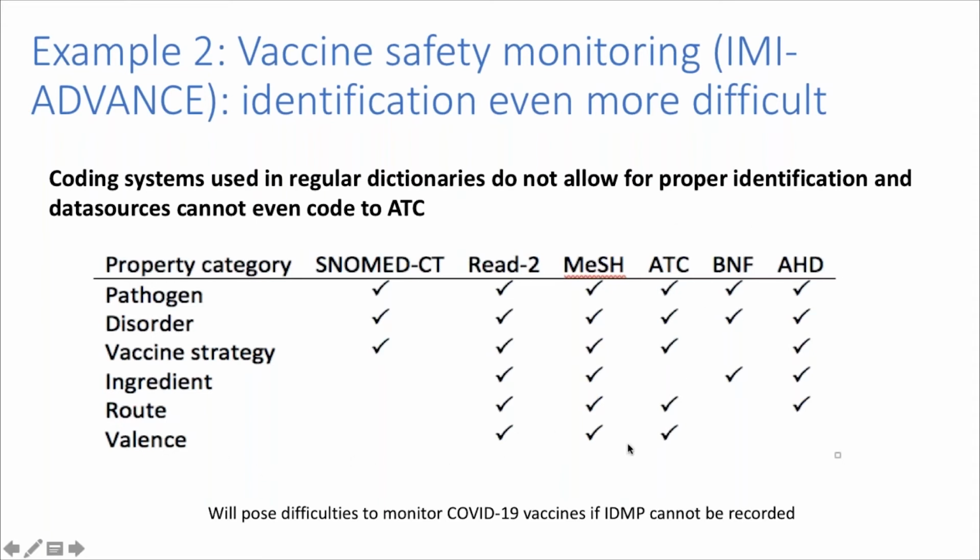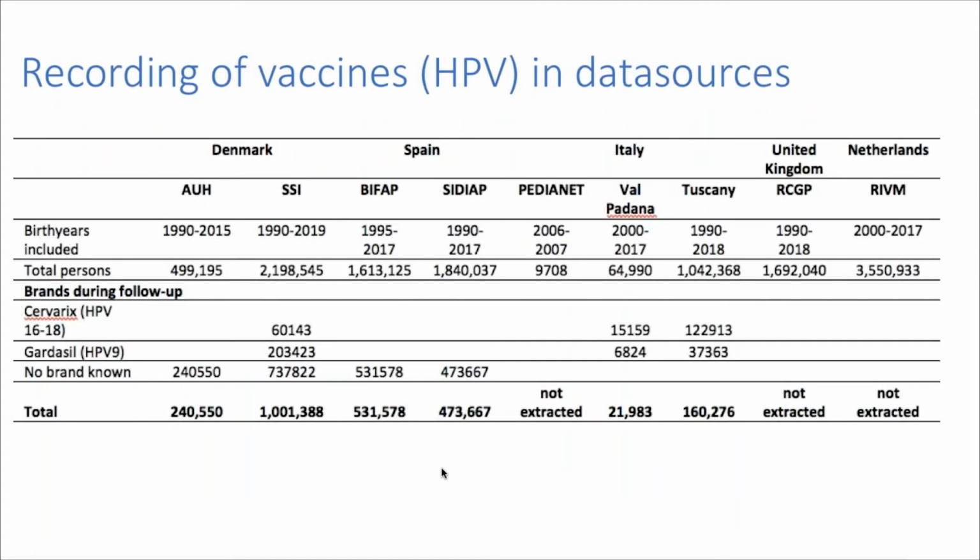And valencies are not always known in each of the terminologies. Now, this lack of detail on products will be really difficult for the COVID-19 monitoring. So I would really hope that we have IDMP and it will be recorded in some way.